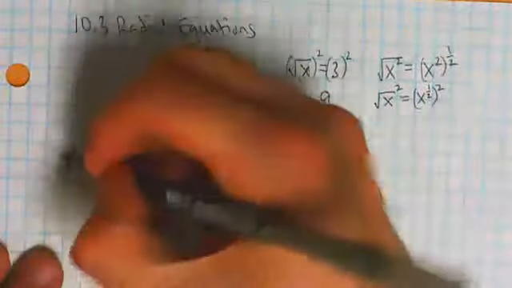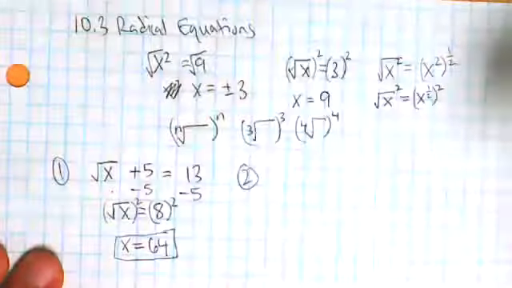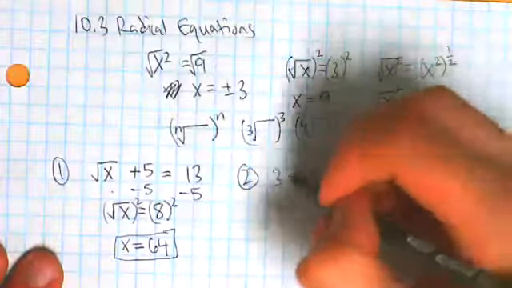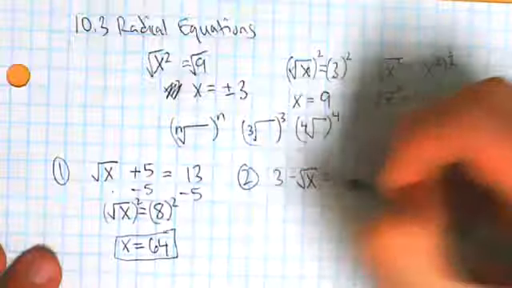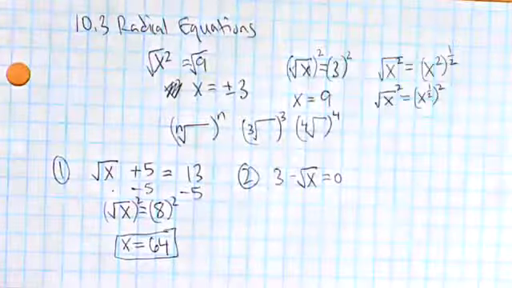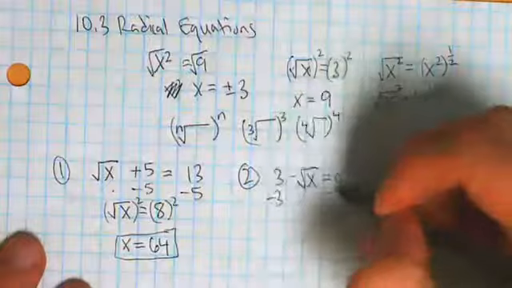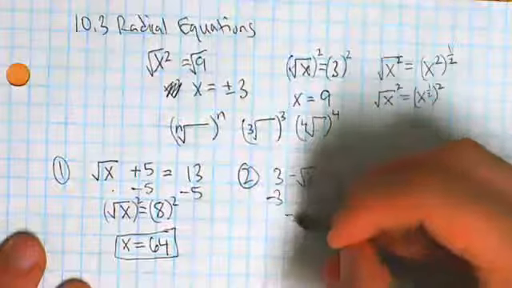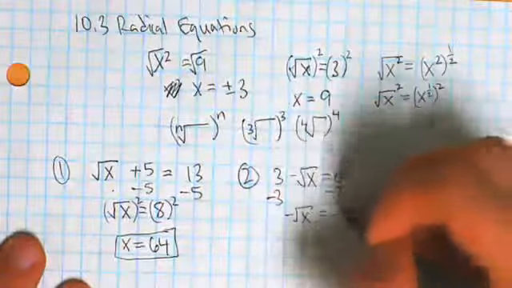For another example, that was our first example. For example 2, we're going to look at 3 minus the square root of x is equal to 0. And once again, we need to isolate the square root of x. And I'm going to start by subtracting 3 from both sides. That gives us negative square root of x is equal to -3.